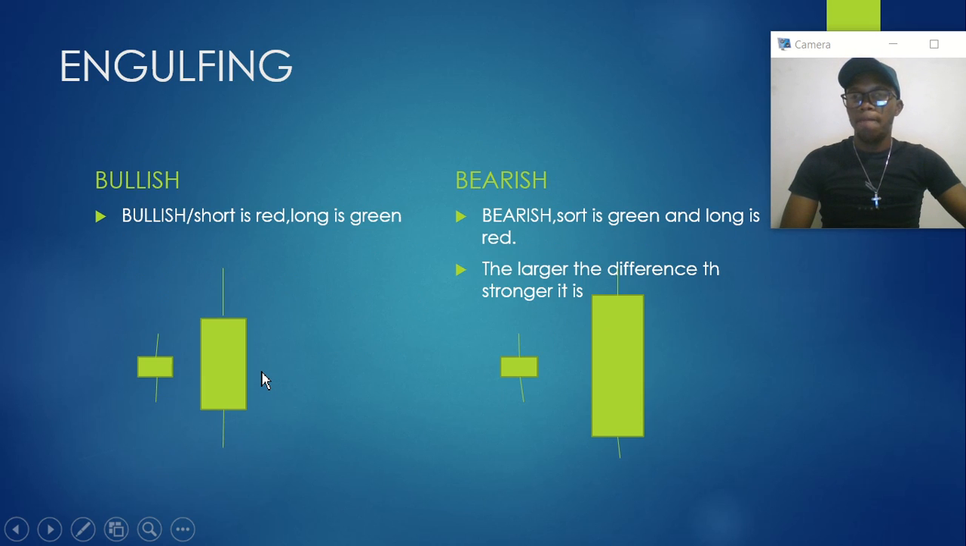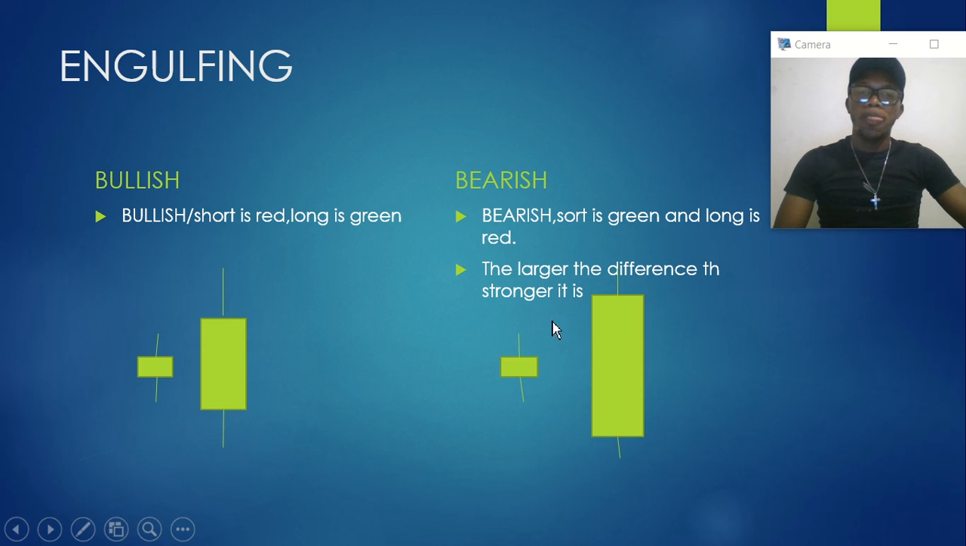Here is a bullish candlestick. The short candle is red, and the long one should be green. If the long candle is bigger than the previous red candle, it means the market is bullish. This is an engulfing candle. After you see the confirmation candlestick on this side, you just click buy.